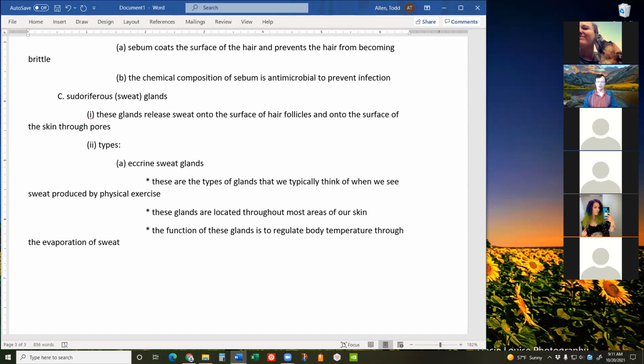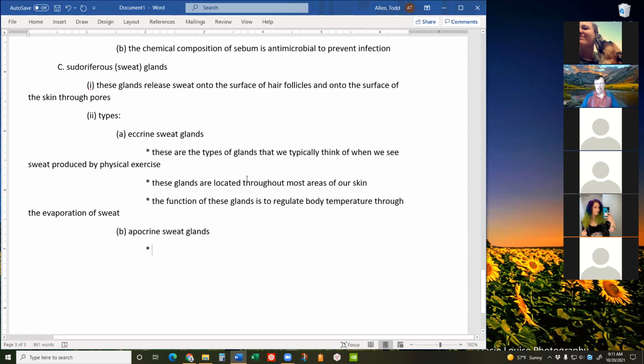So your eccrine sweat glands start working very quickly after you're born, right? When you're an infant, your eccrine sweat glands start to function. There is, however, a second type of gland which we might not think about as much. These are the apocrine sweat glands. We don't spend much time thinking about them. Apocrine sweat glands release sweat at times of emotional intensity.